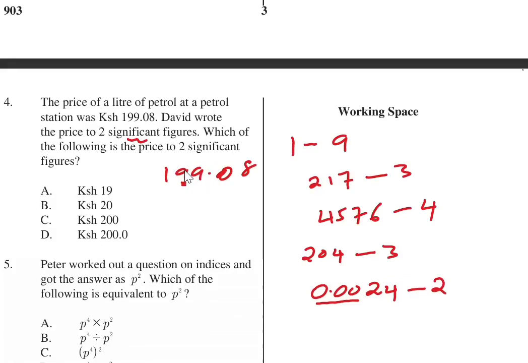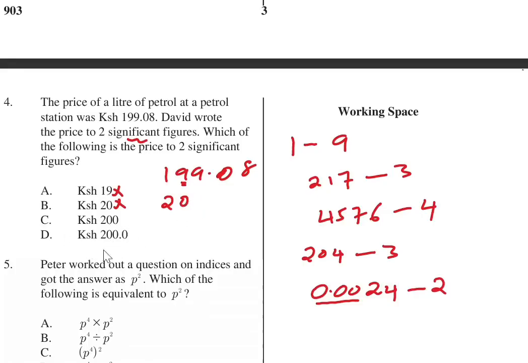Add up 1, it becomes 10. So it will have 2, then 0. But the number was 199, so you cannot have 20. Therefore, option B is not the answer. Even A is not the answer. You had 199 shillings, and therefore you cannot round it off and say it is 20. So we remain with C and D.